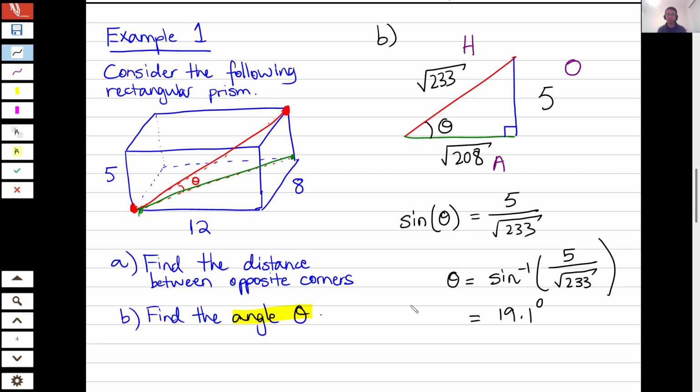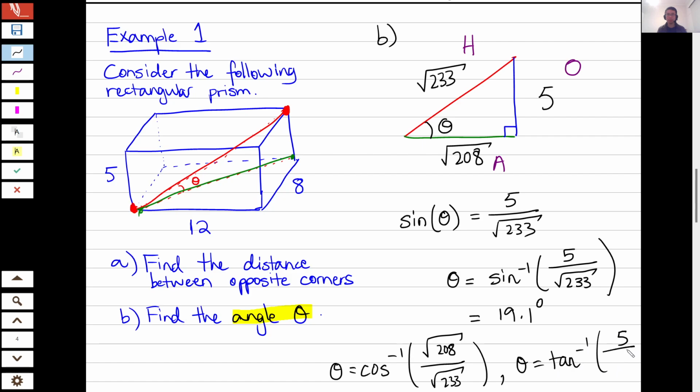Now, we didn't have to do it this way. I could have used cosine or tan. So I'll leave it to you as an exercise to show that theta equals the inverse cosine of root 208 on root 233, and theta equals the inverse tangent of 5 over root 208.